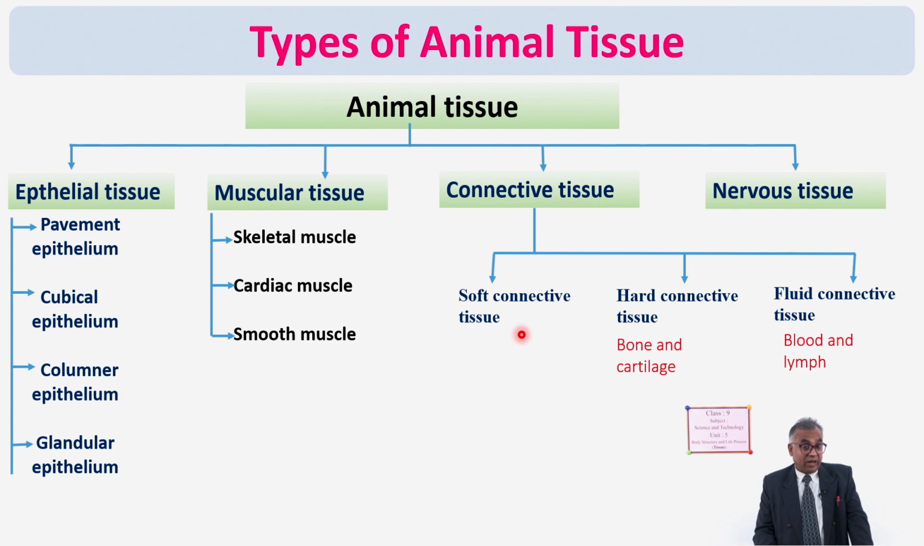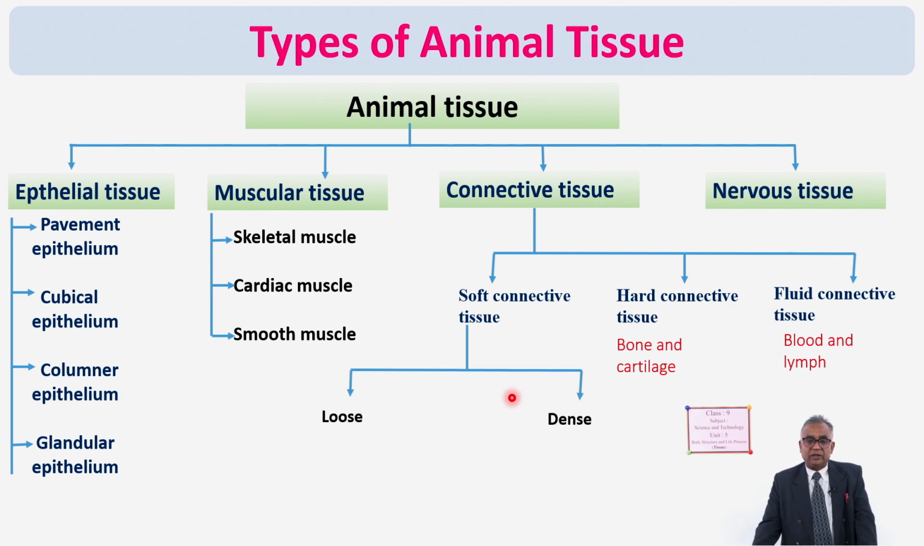Blood and lymph, they are fluid, liquid. And soft connective tissue is further divided into two types. They are loose and dense. There are again its types. So about all of them we have to read.